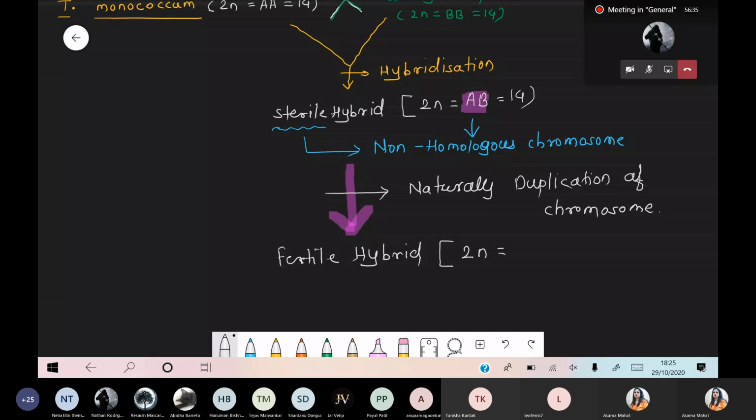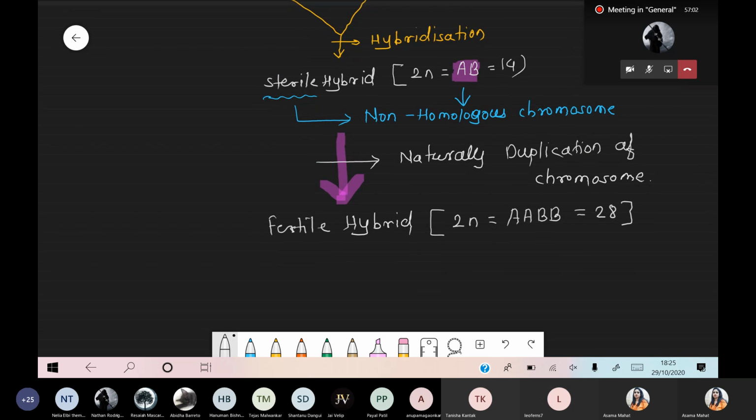2n is equal to capital A, capital A, capital B, because homologous chromosomes are absent. And now 14 has doubled. Means how many chromosome? Total 28 chromosome. Got it? This point is clear, everyone? Now what happened? That chromosome number it has doubled. So when you are using such condition, why we say that is fertile?